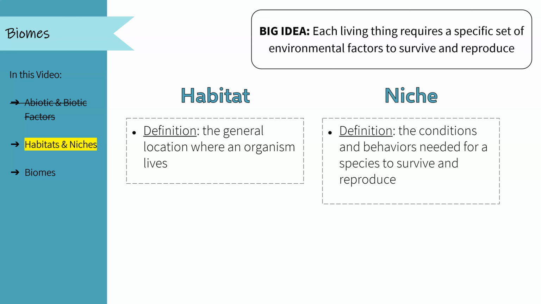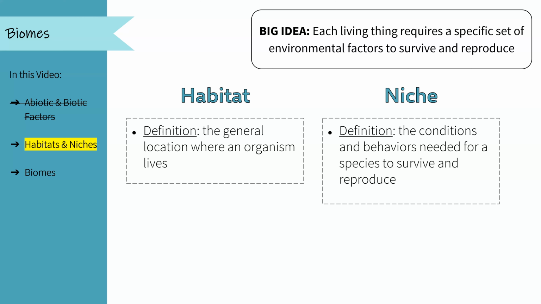Another word we'll talk about is niche. A niche is the conditions and behaviors needed for a species to survive and reproduce. So my Kihansi spray toads needed a lot of moisture, they needed the spray from the waterfall, they needed the tropical conditions, and they probably also needed to behave in a certain way in order to find food and survive and reproduce in that specific habitat.